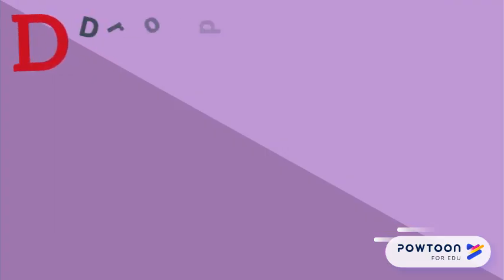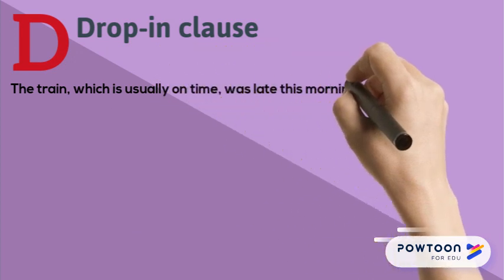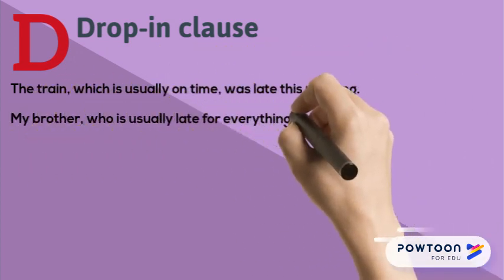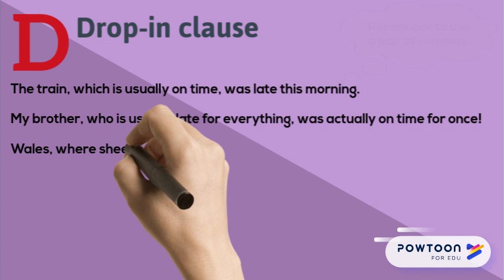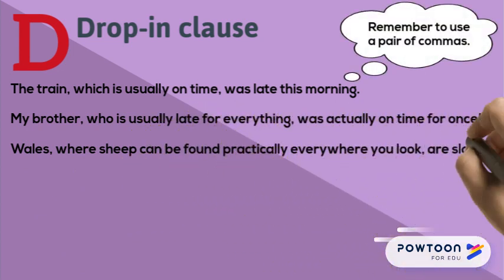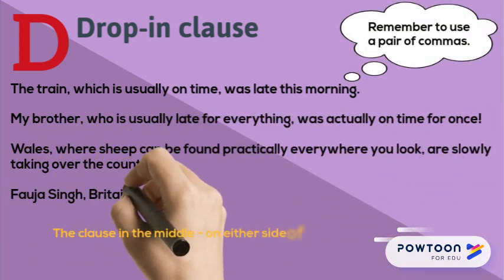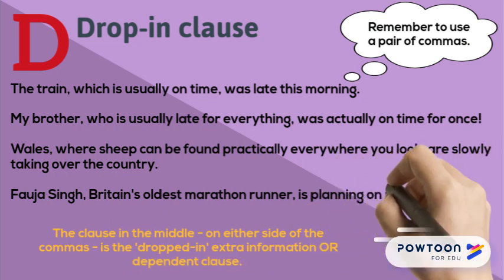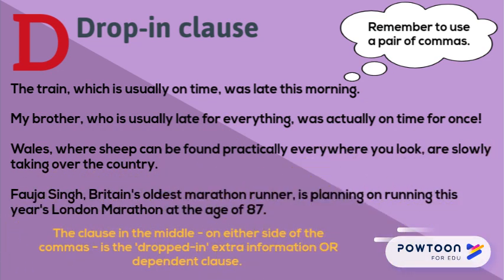Finally, we end with a D opener, a drop-in clause. Whereas our other I-SPACED openers are dependent clauses or extra information at the start of a sentence, the D opener is the extra information which is dropped into the middle of the sentence. Look at the last example to see how a D opener is put together.